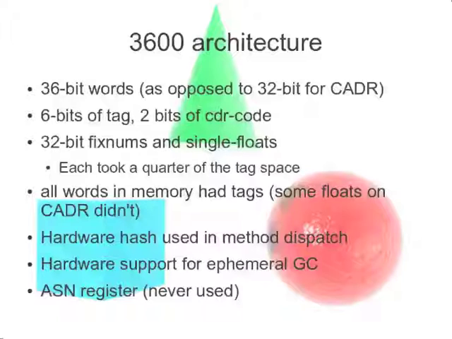And as I said before, every word in memory had tags, which made the garbage collection a lot simpler. There was hardware support for hashing that was used in method dispatch. That turned out to be not all that useful and was dropped. But there was also hardware support for ephemeral GC, and that took the nature of, if you stored an ephemeral pointer in a page that was not ephemeral, you remembered in a page table bit that you had done that. And so instead of having to chase roots and find all of these things, you had this oracle that said, this is the set of pages you have to scan for such things. And that was a very big win.